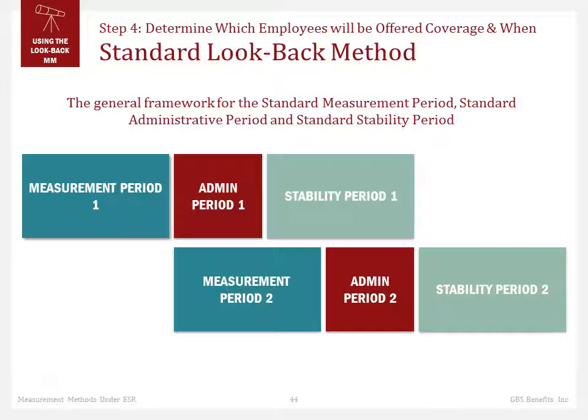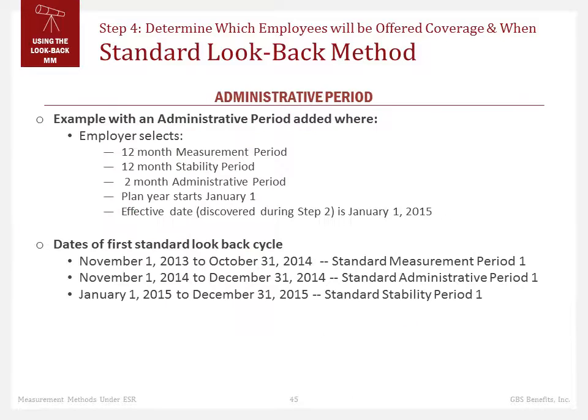So here's a graphic of what this looks like. You've got your measurement period, your administrative period, and your stability period all cycle 1, and then of course when measurement period 1 ended, you started measurement period 2, and then you have an administrative period 2, and then you have stability period 2. So it just continuously cycles, at least the measurement period and the stability period continuously cycle. The administrative period only hits in that 1 or 2 months.